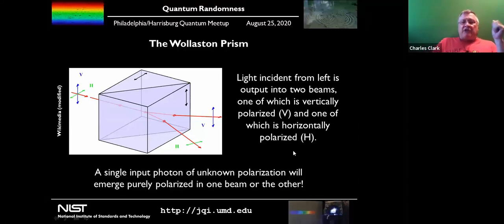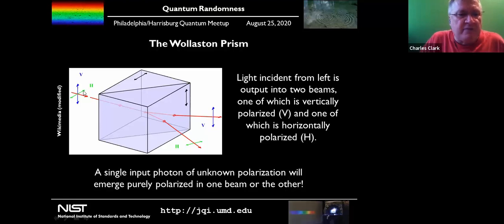How that's actually used for random number generation. So here's a beautiful device, widely used in optics. Many quantum optics experiments use it. It's two prisms mounted together, made of transparent material that was known, because Wollaston invented this prism in the early part of the 19th century. And it has amazing properties, as follows. It's called a polarizing beam splitter.